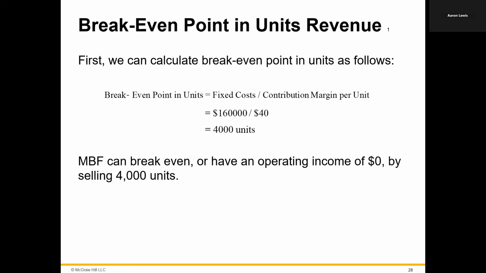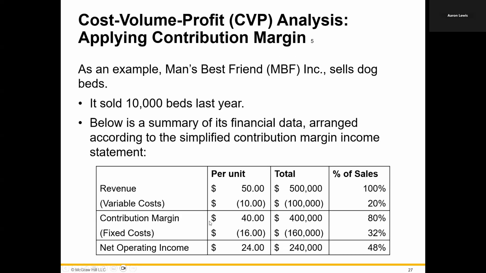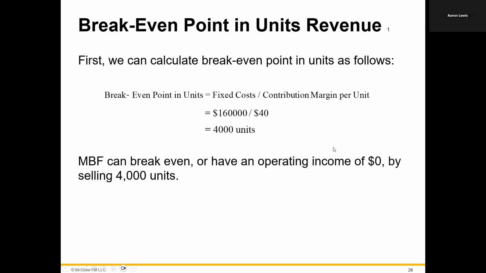So for our company over here, we had $160,000 in fixed costs. What is our break-even point? Well, our break-even point is how many units we have to move to cover those fixed costs exactly. And for us, we're going to need to figure out what is the margin that we generate off of each unit, which we have here. It was $40. So if we're generating $40 off of each unit, how many units do we have to sell in order to come up with $160,000 of total margin to cover our fixed costs on the dollar?